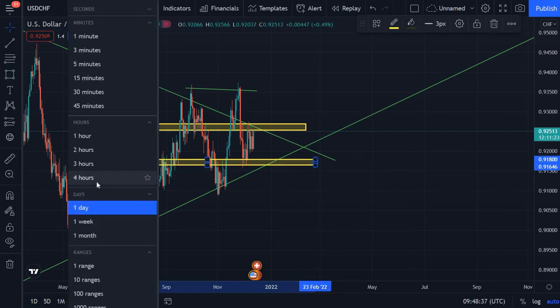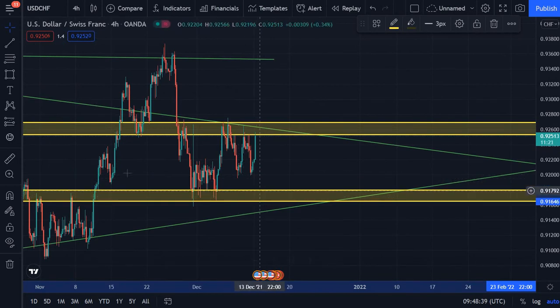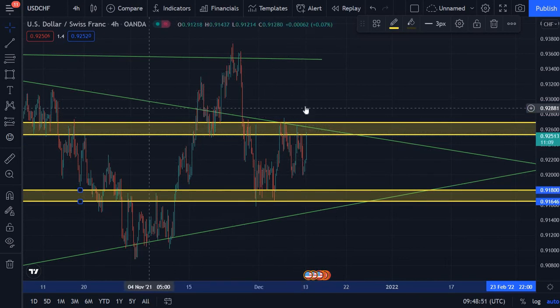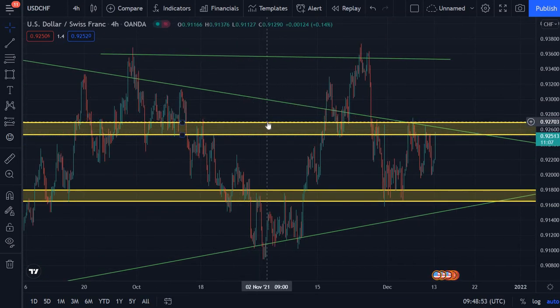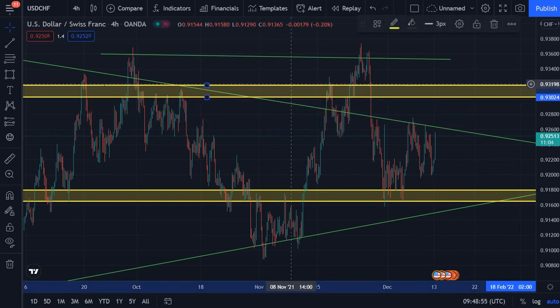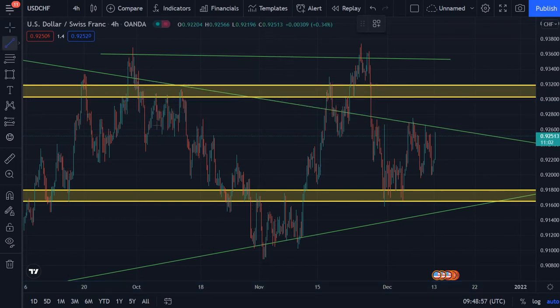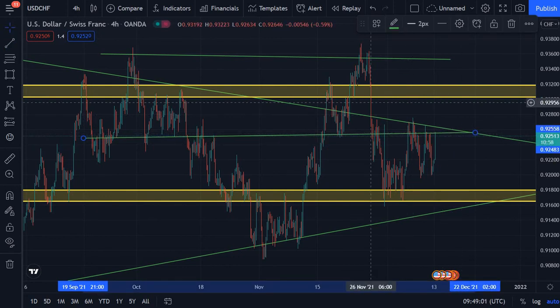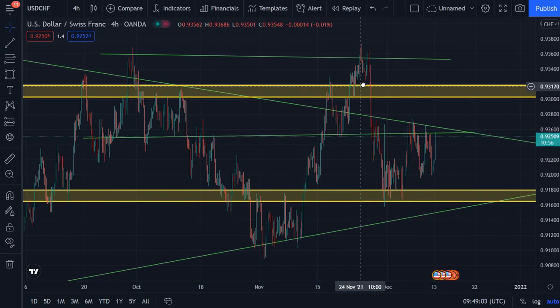So taking a look at the 4-hour chart, basically here trying to consolidate a little bit at the trend line of the triangle on the weekly. So next target would be here. Here, kind of a smaller resistance area.